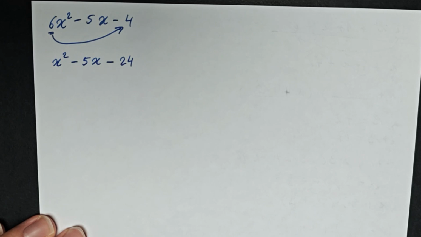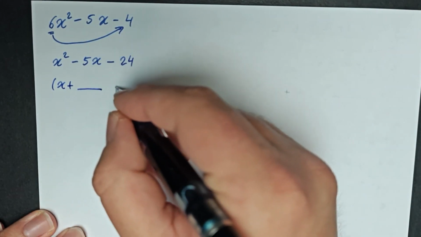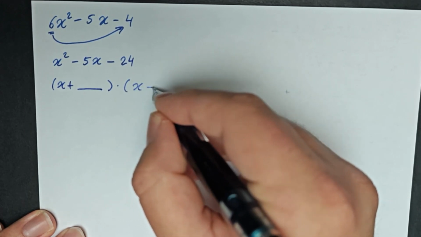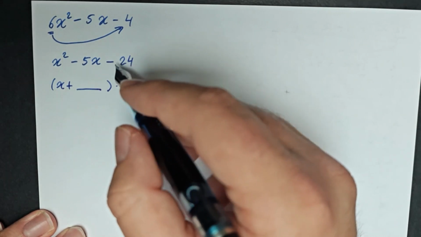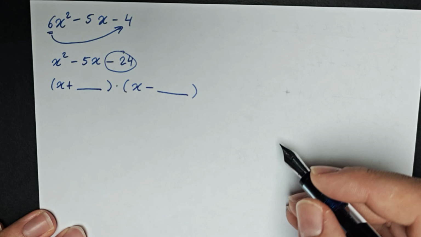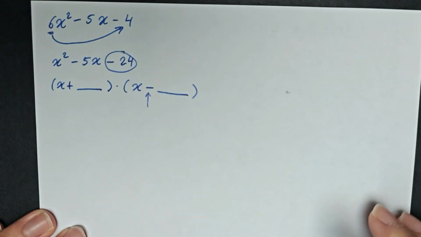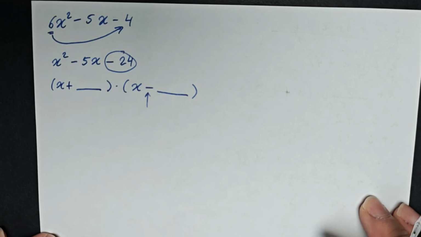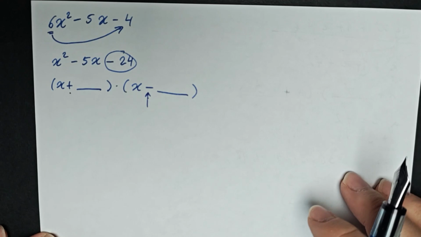Now we are going to write this trinomial in the form of x plus something multiplied by x minus something. Note here that because we have negative 24 in the free member, we are going to have this minus sign over here. So whenever you encounter a situation like this, when the free member is negative, you are going to have one plus and one minus sign here.